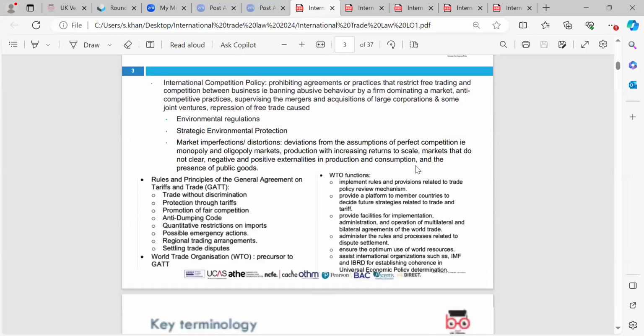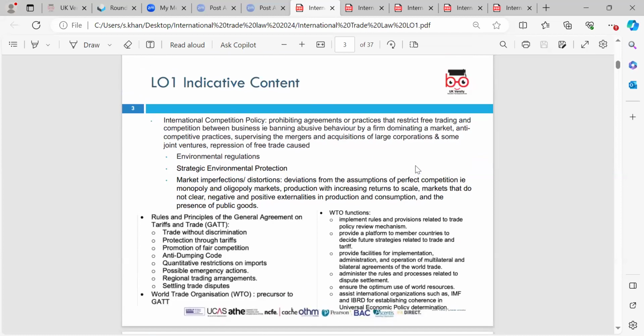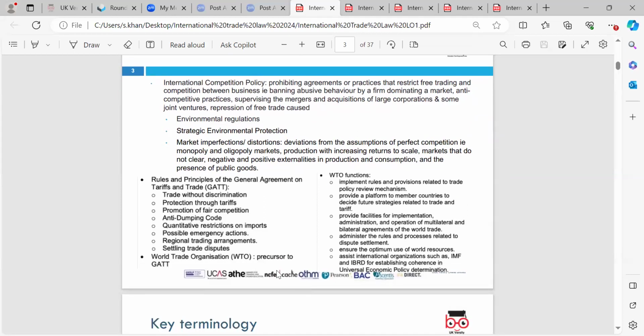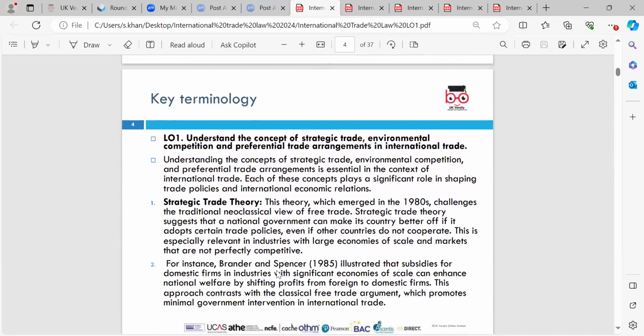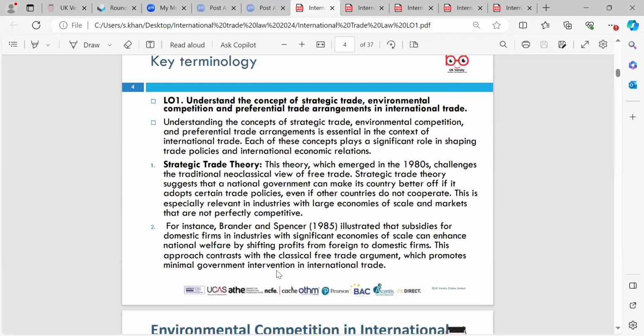The indicative content for learning outcome 1 is to look at international competition policy prohibiting agreements and practices that restrict free trading. We looked at environmental regulations, strategic environmental protection, the rules and principles of the General Agreement on Tariffs and Trade, GATT, and the World Trade Organization functions. We looked at understanding the concept of strategic trade, environmental competition, and preferential trade arrangements in international trade.